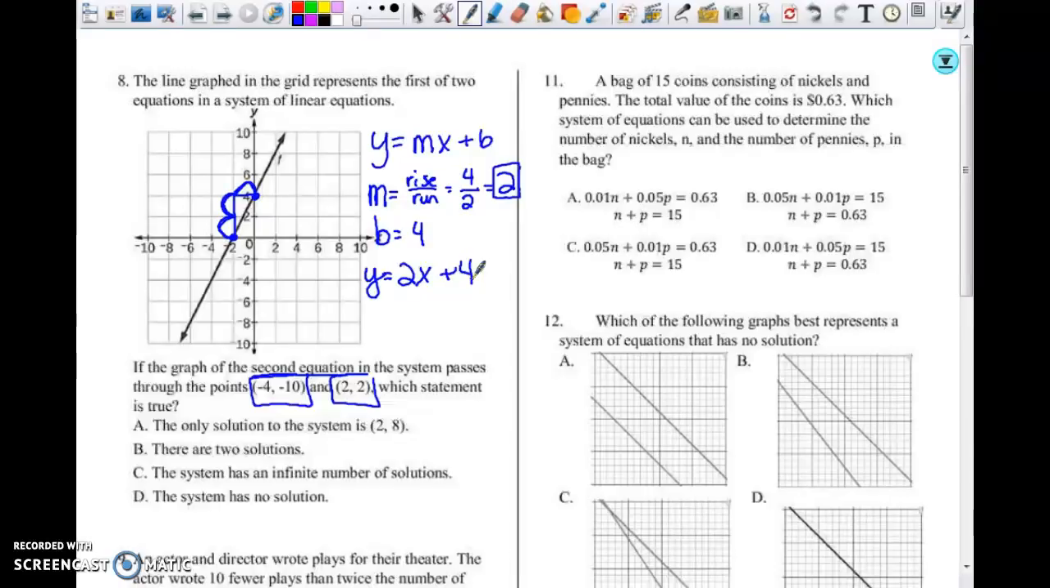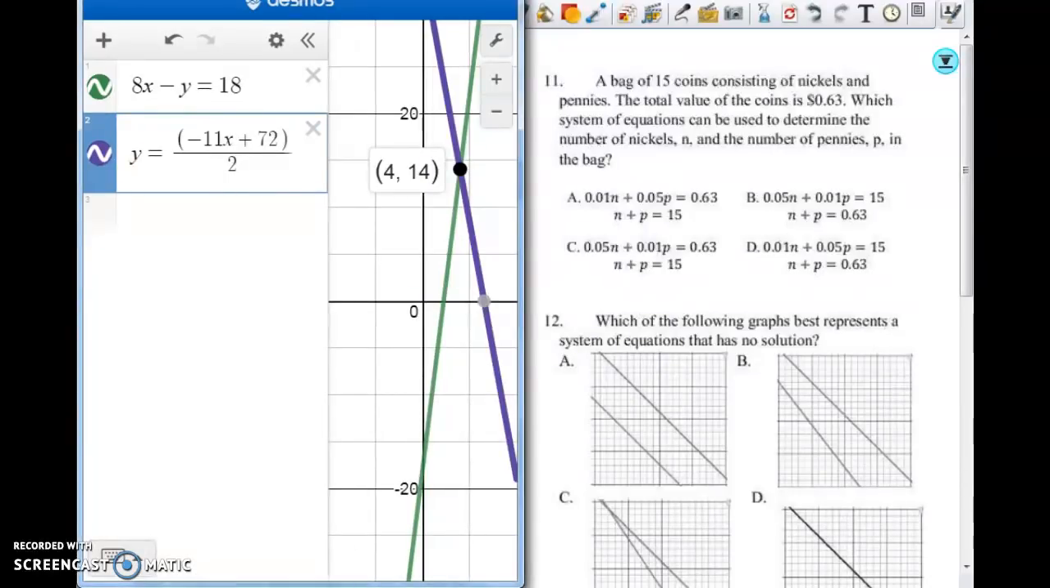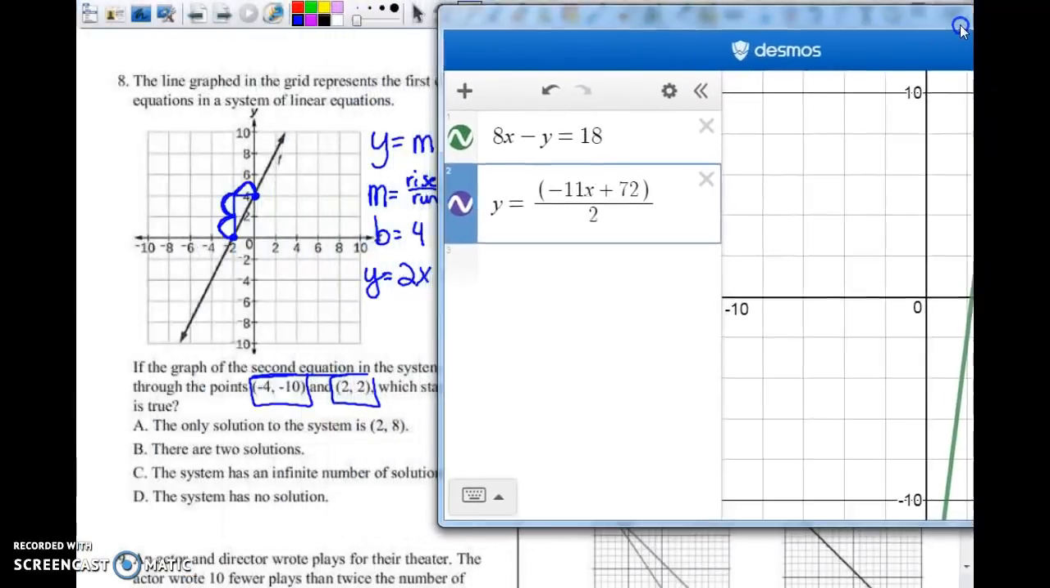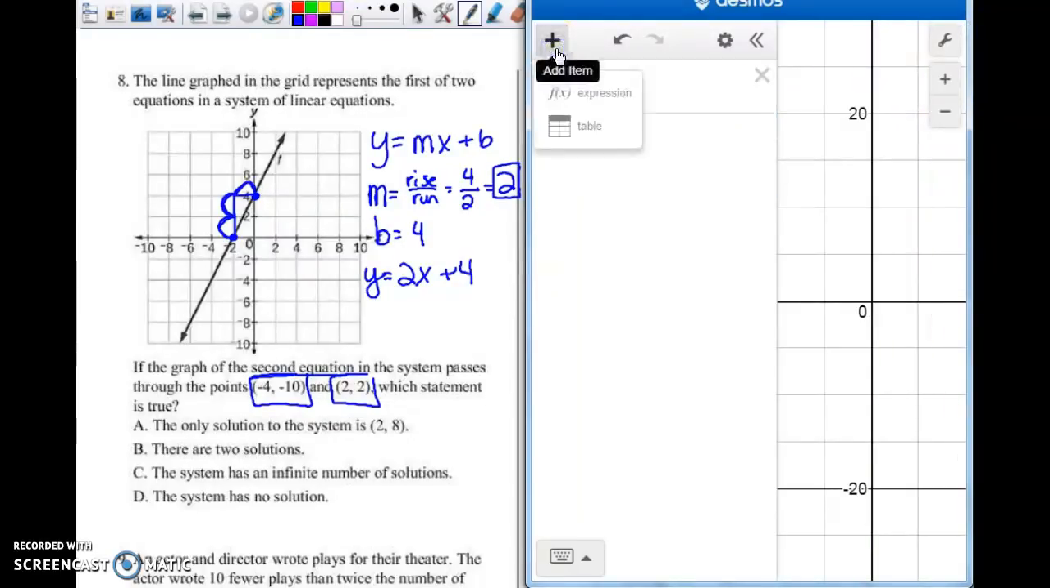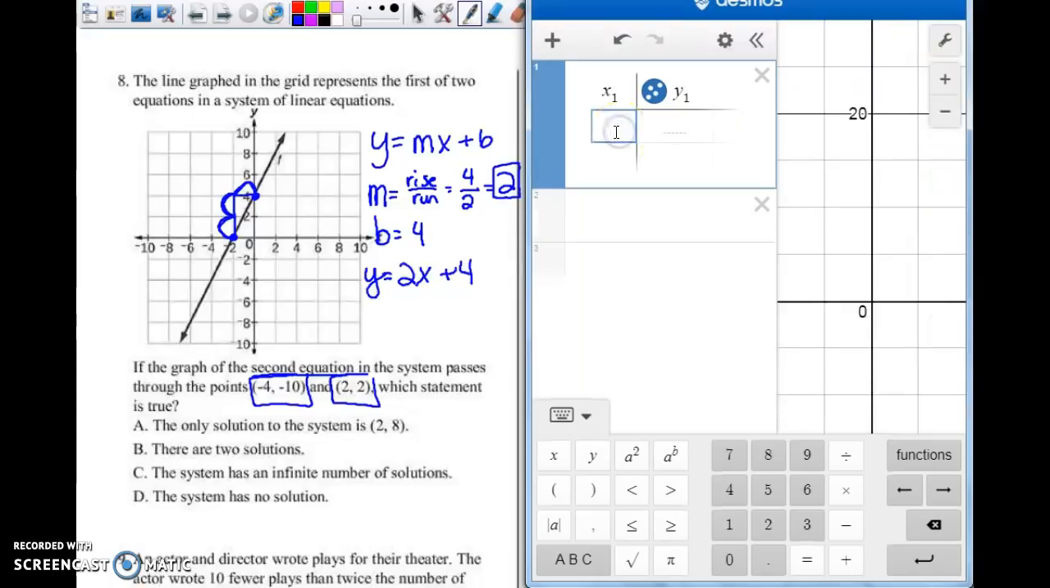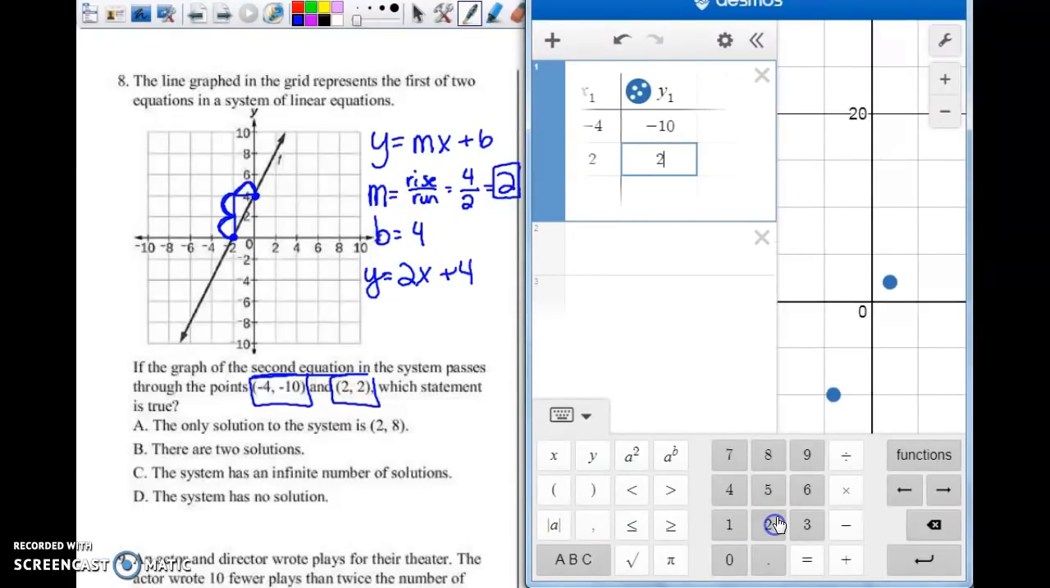Okay, so now all we have to do is figure out the equation of this line that goes through these 2 points. So remember, each time they give you points, the calculator will give you the equation. So plug these 2 points. Where do you put them? In a table. So again, we're going to add a table here and put the points -4, -10, and put the points 2 and 2.